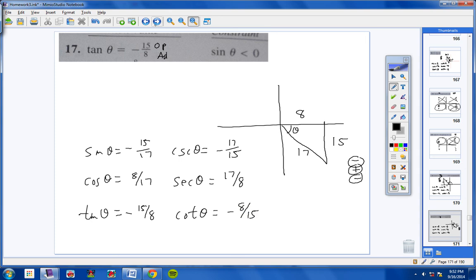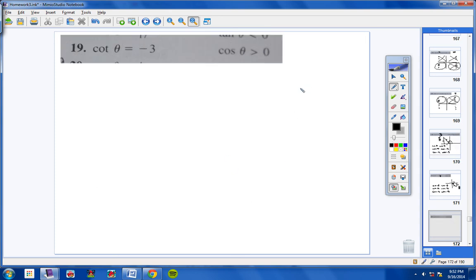Hope that helps. Moving on to number 19. On number 19, we're looking at cotangent is negative. Cotangent of theta is negative. So where would cotangent be negative? Well, cotangent is negative here, and cotangent is negative here. Remember the sine sequence is positive, negative, negative. And over here it's negative, positive, negative. So right here, tangent is negative. And then they also tell us that cosine is positive.